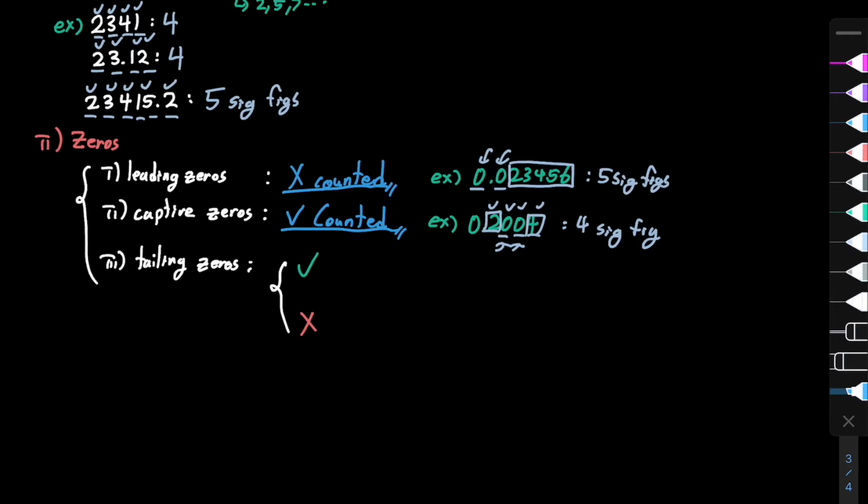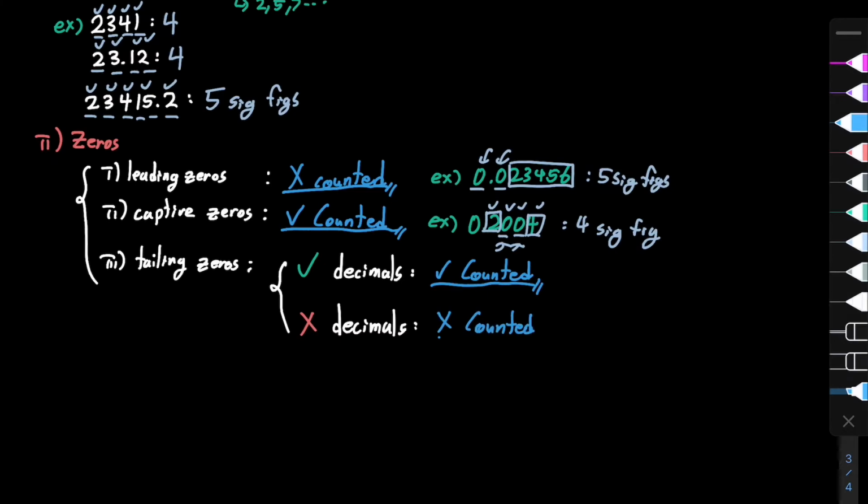Now, for trailing zeros, if there is a decimal point, trailing zeros are always, no matter what, counted as significant figures. On the other hand, for any decimal or integer or any number, if there are trailing zeros but there are no decimal points, no matter what, the trailing zeros aren't counted.